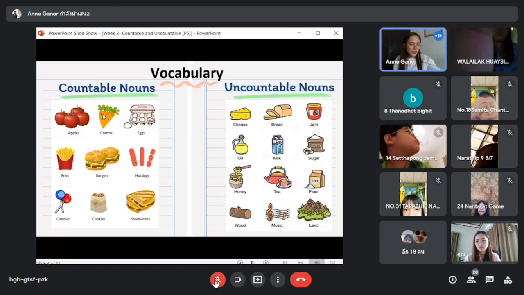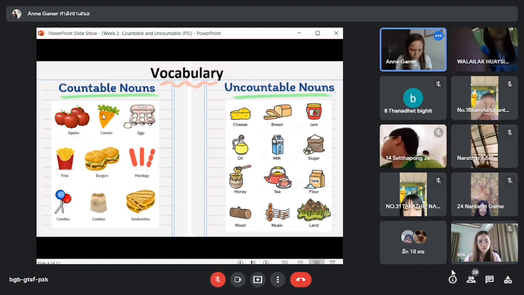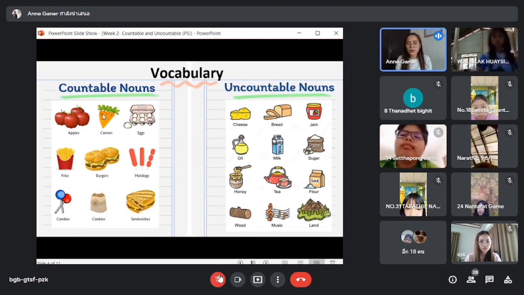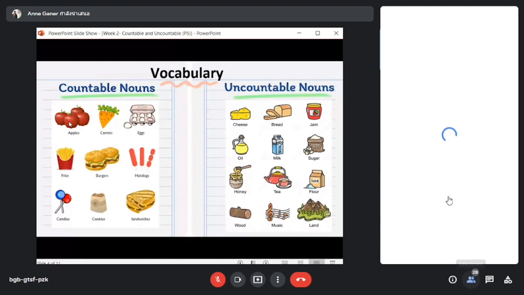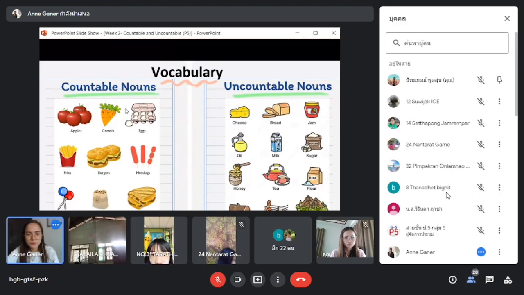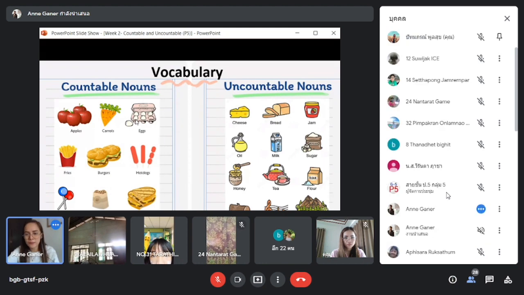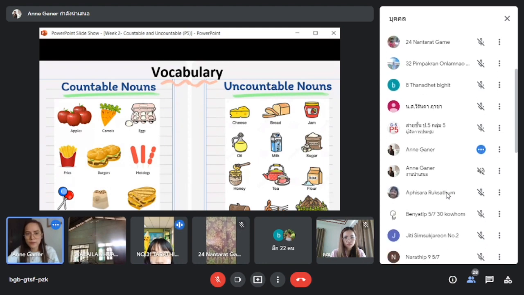Next would be Taratip. Taratip, can you give me one example from the countable nouns? Eggs. How many? You count already. Six eggs. Okay, very good.